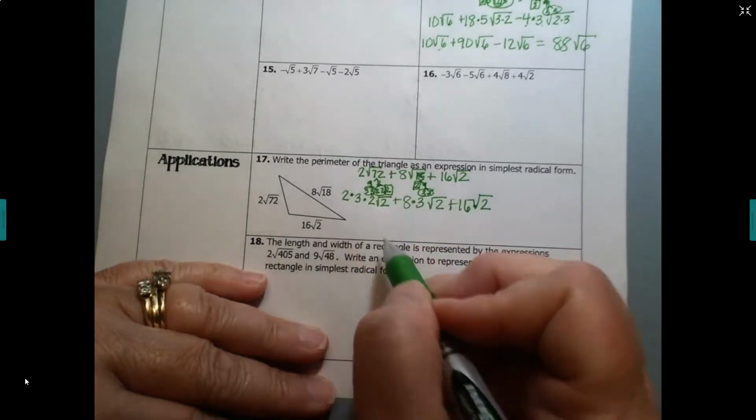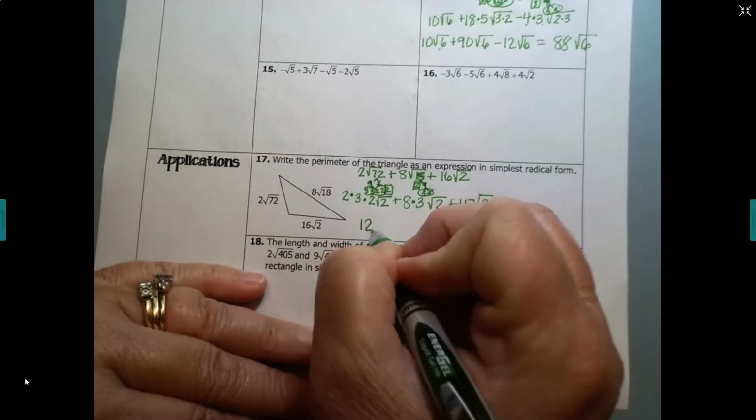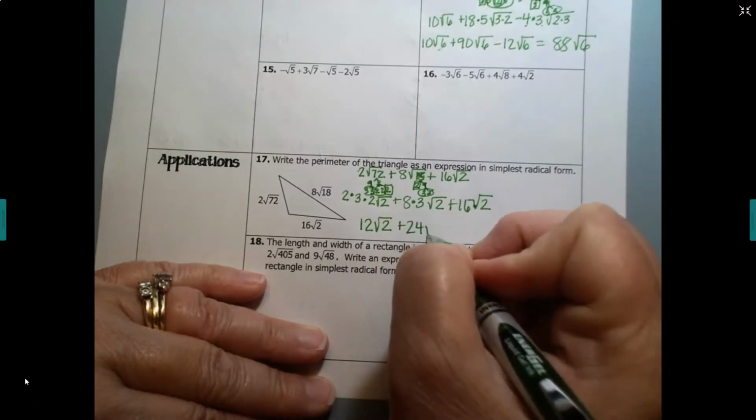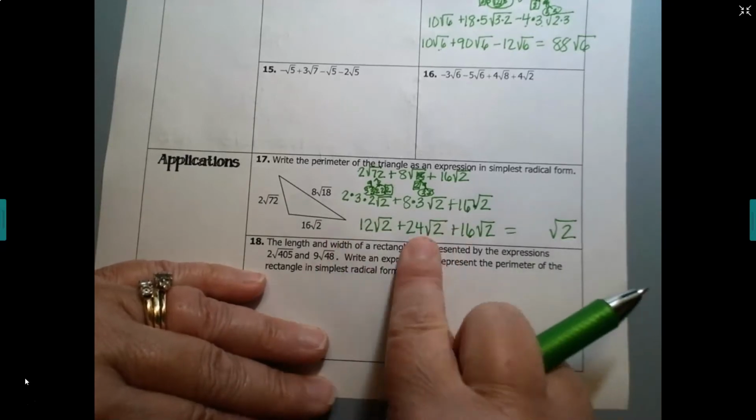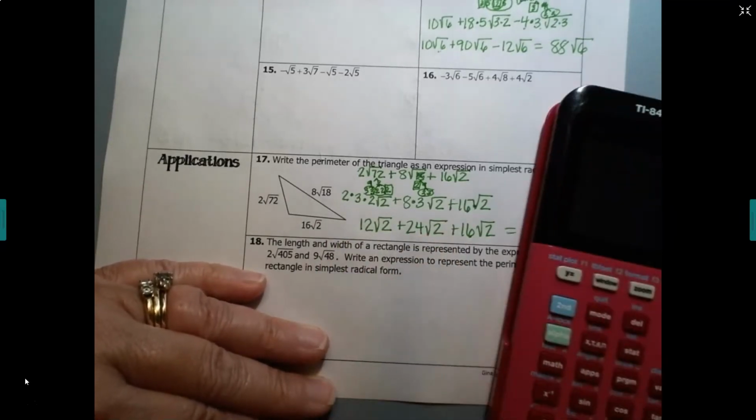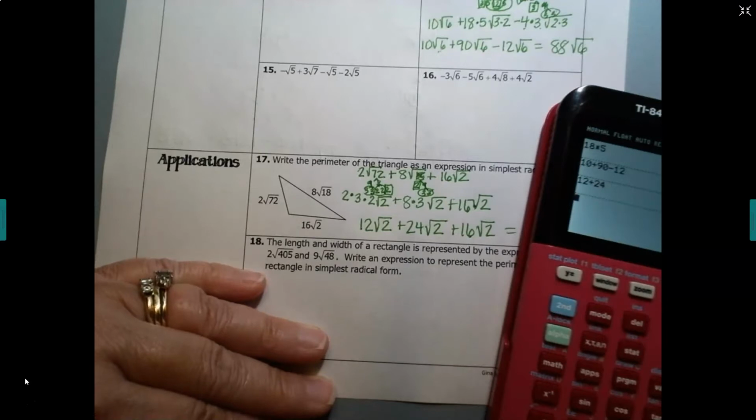So let's see what we've got. 2 times 3 is 6, times 2 is 12, root 2. 8 times 3 is 24. Then we have the root 2, and then we have 16 root 2. So we know our answer is going to have root 2 on it, because that part's not going to change. So we have 12 plus 24, which is 36, plus 16 more is 52. So we get 52 root 2 is the perimeter of that rectangle.